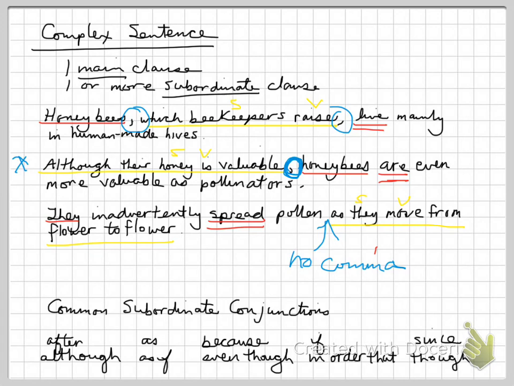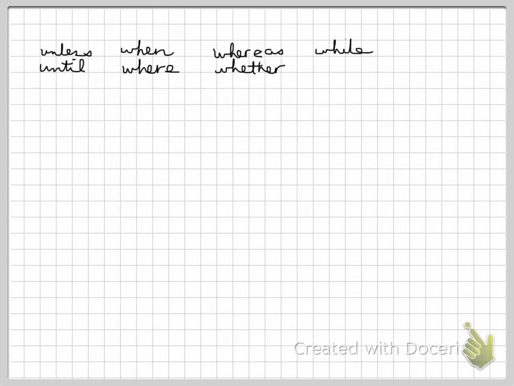Now, subordinate clauses are always introduced with a subordinating conjunction, and there are lots of subordinating conjunctions, many more than I've listed, but here is an idea of some of the words that are commonly used as subordinating conjunctions: after, although, as if, because, even though, if, in order that, since, though. Moving to the next page. Unless, until, when, where, whereas, whether, while.